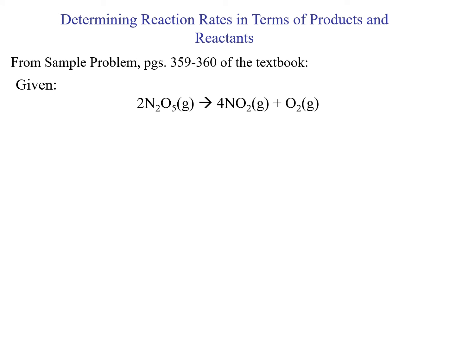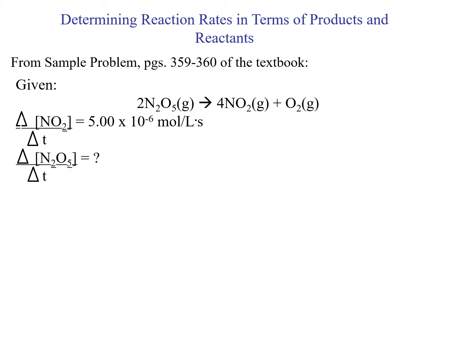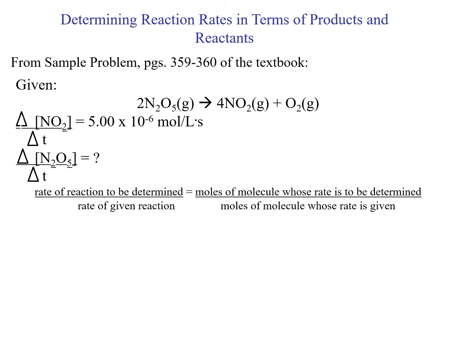Nitrogen dioxide is produced at a rate of 5.00 times 10 to the minus 6 moles per liter second. And the question is, what is the rate of decomposition of dinitrogen pentoxide? When you look at the balanced chemical equation, you can see that 4 moles of nitrogen dioxide are produced when 2 moles of dinitrogen pentoxide decompose. Rates of reaction are also affected by these molar ratios in the following way. We can use ratios to solve this kind of problem.